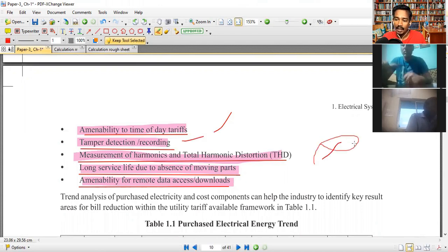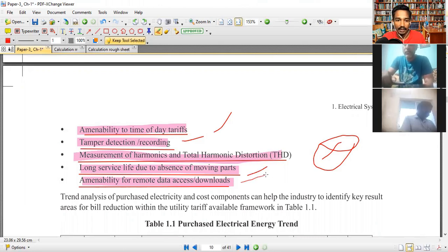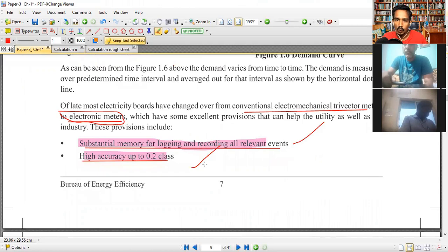Sometimes they ask this meter for 1 mark. What harmonics does it measure? Total harmonic distortion, and harmonics are also measured. Long service life is available. Amenability to remote data, SCADA boxes are also used. Sometimes they ask this for 2 marks.